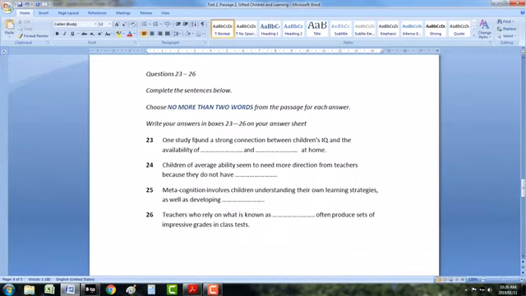Let's find where they come from. A study, a connection, IQ, definitely IQ, and the availability of. So let's find IQ and a study. Average ability, direction from teachers, maybe teachers. Metacognition, definitely that. That's like a new scientific term, so they can't paraphrase this. There's no synonym. Learning strategies, children maybe, but children can be paraphrased. Teachers, impressive grades in class tests.